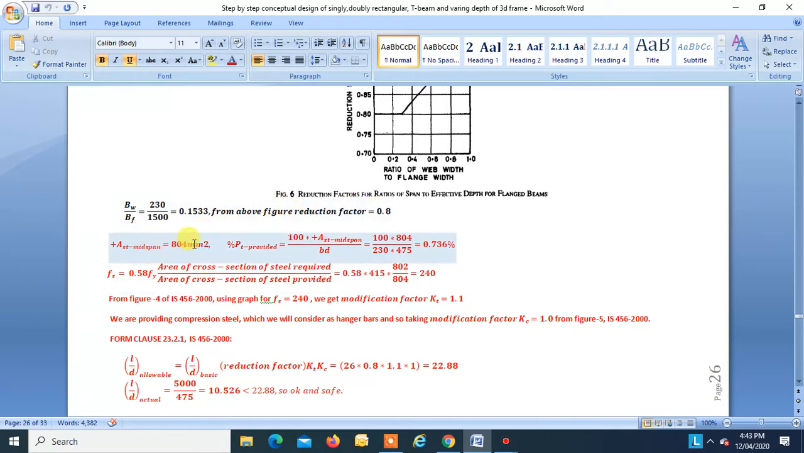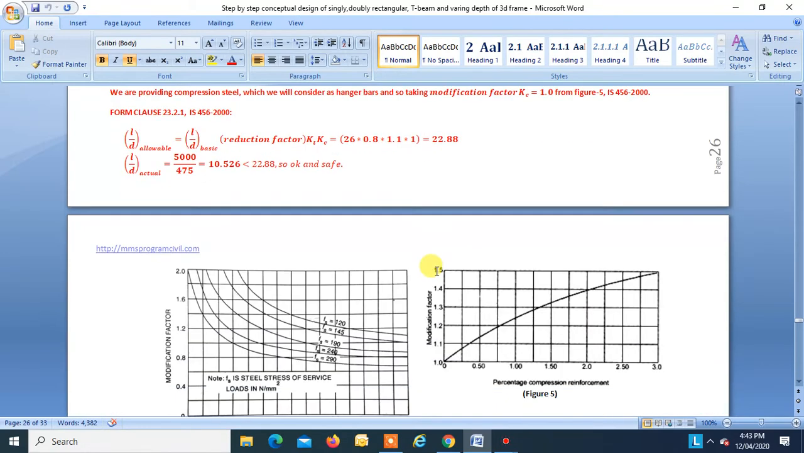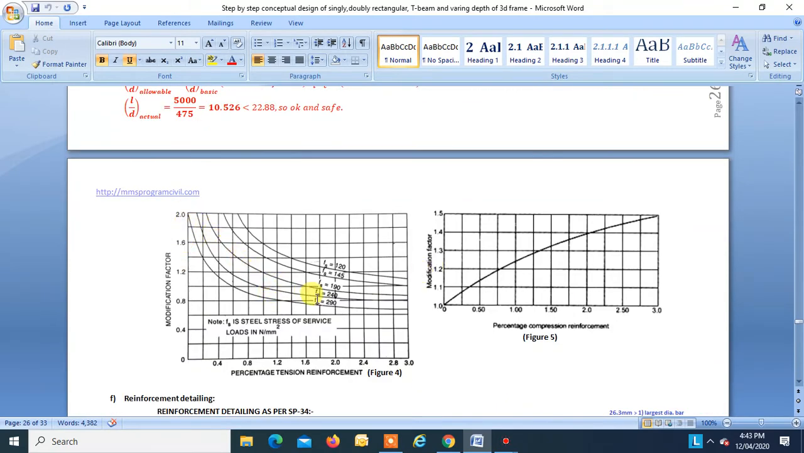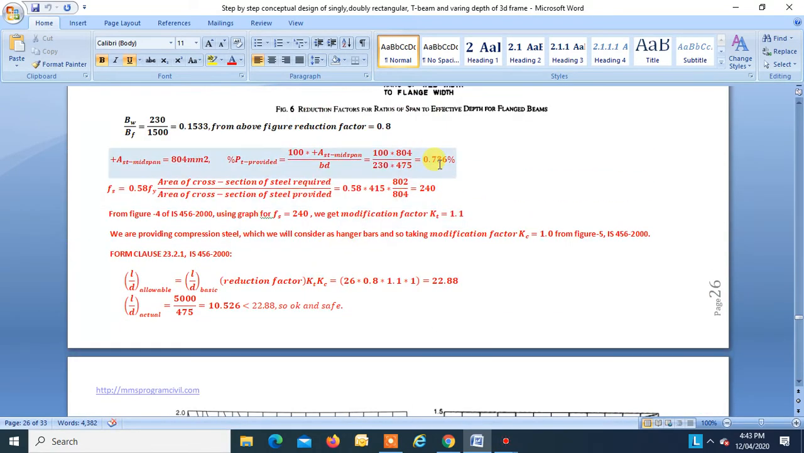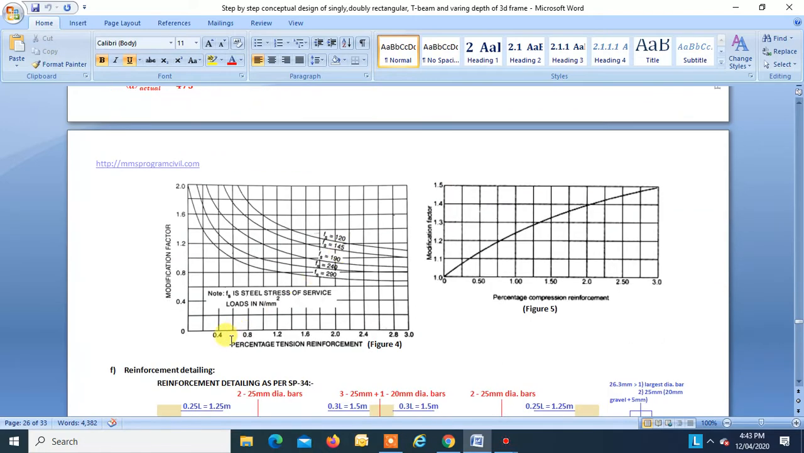Now for AST, we know we have provided 804. The PT is 0.736. So Fs is found to be 240. We will be using this graph for Fs 240. Now PT is 0.736, so somewhere here, and this is the graph for Fs 240, and you get the corresponding KT.